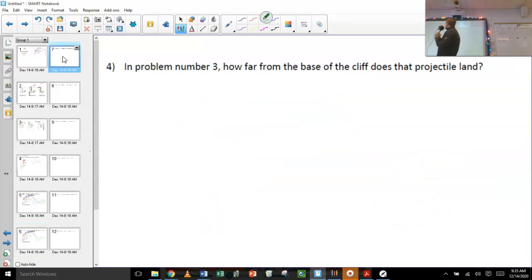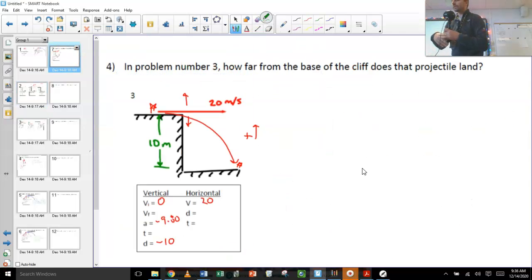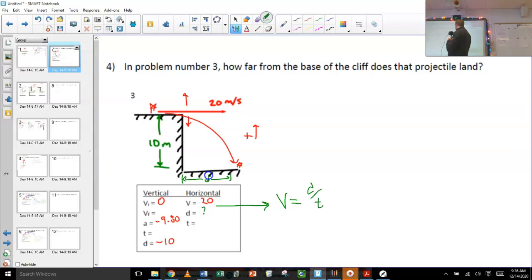Next question, number 4. In problem 3, how far from the base does the projectile land? So this one is looking for how far from the base this is. You're looking for a horizontal displacement. The only way to find the horizontal displacement is to use velocity equals distance over time. My velocity is 20. I don't know my displacement, so I have to figure out the time. I'm going to use all of these things on the right-hand side to find my time, put my time in, and I'll be done.